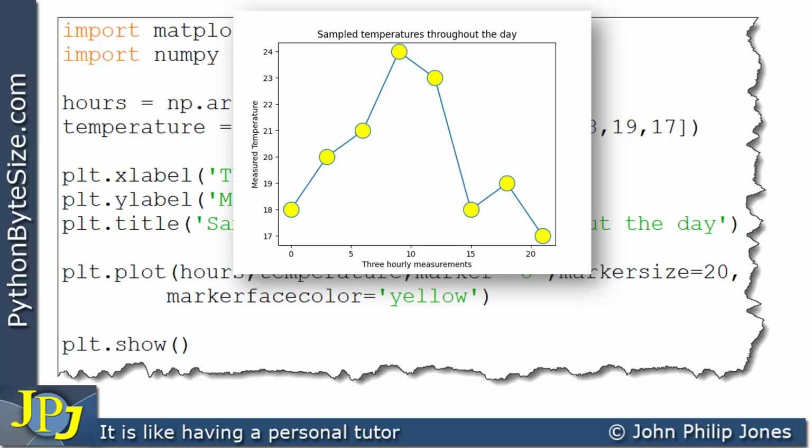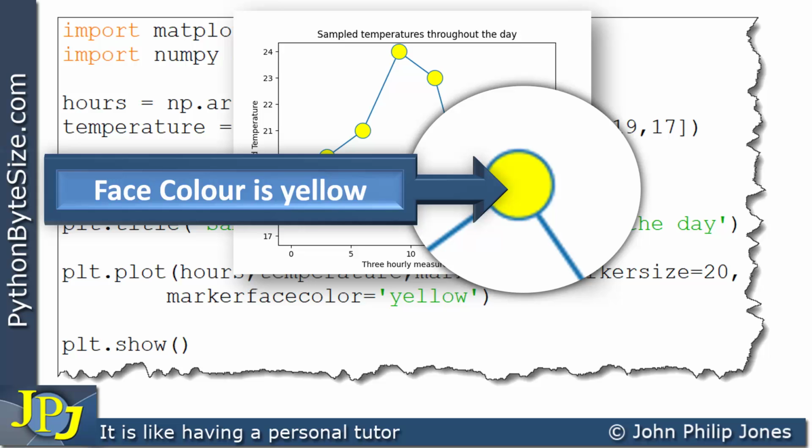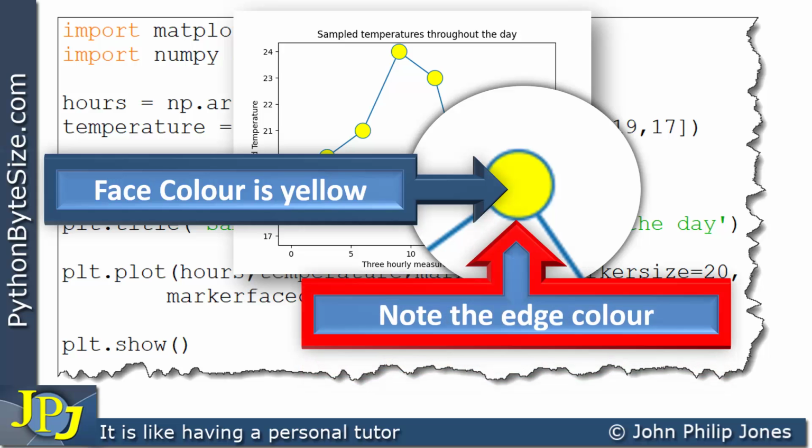Note the edge of the markers, however. They're not yellow, they're blue. In fact, they're the same color as the lines that are drawn that form the graph. To emphasize the point that I've just made, let's magnify this here, this marker, as you can see coming into view now. And if you look at it, you can see the face color is yellow. I would like you to note the edge color, and you can see it is blue. In fact, it is the same color as the color of the line of the plot.